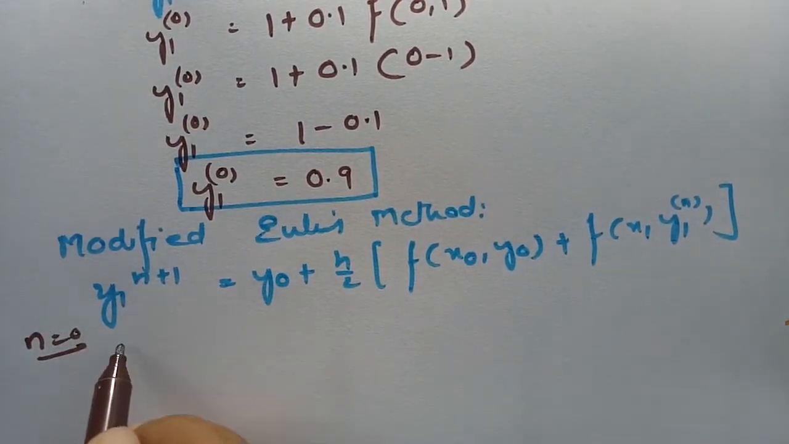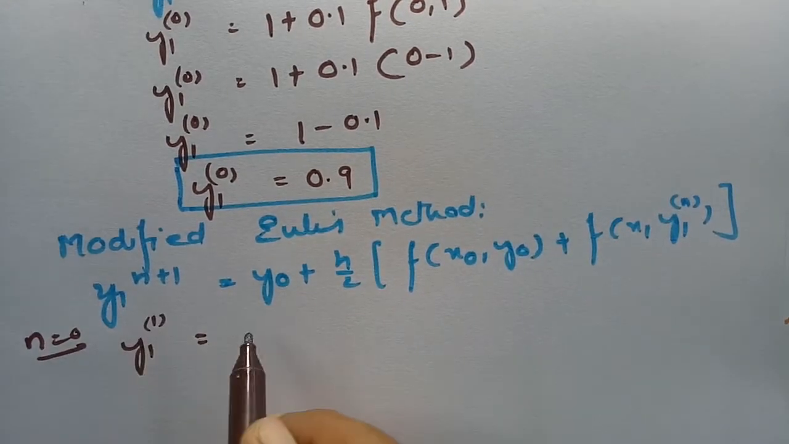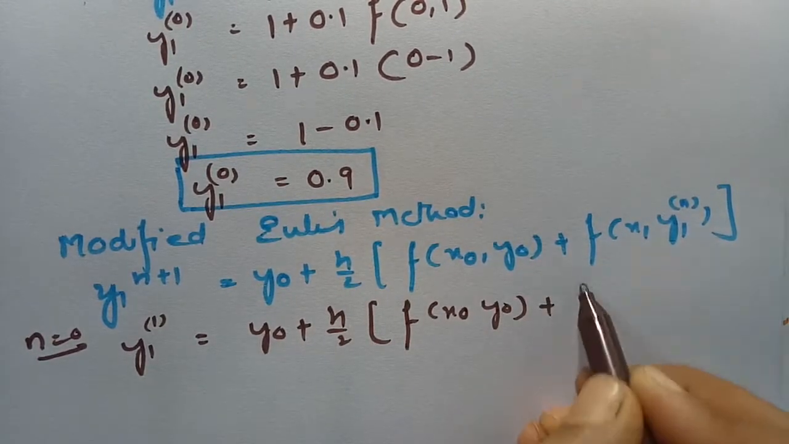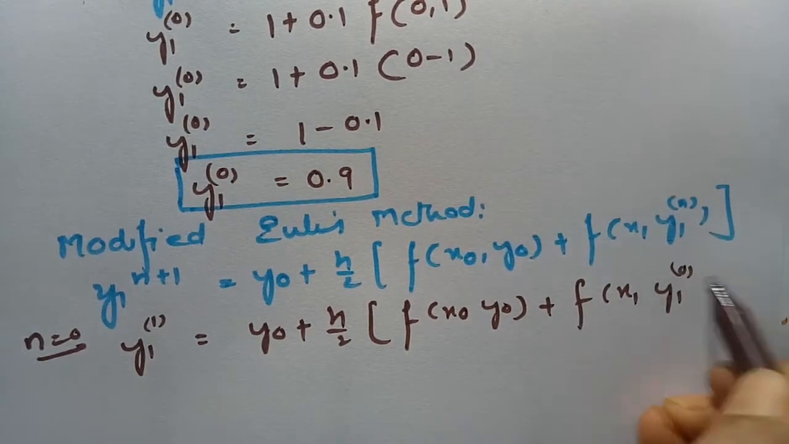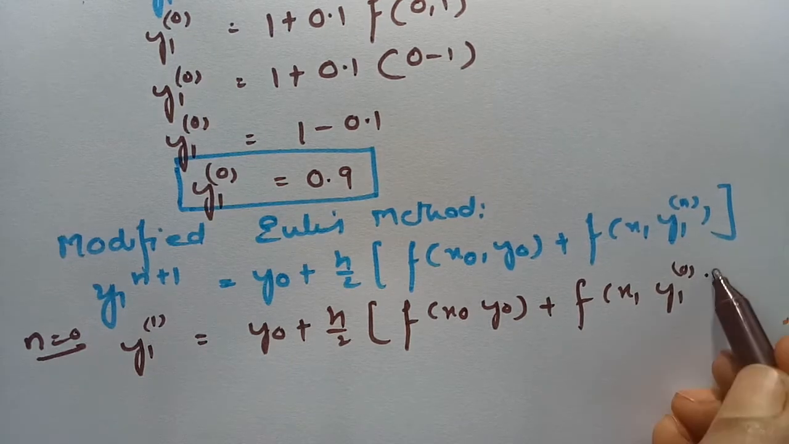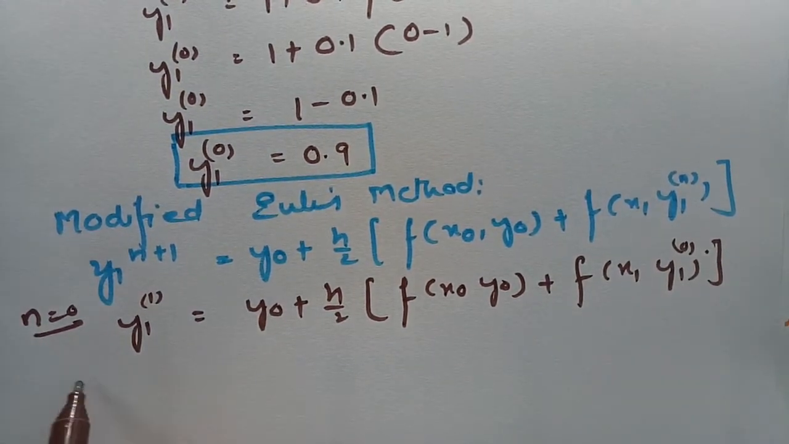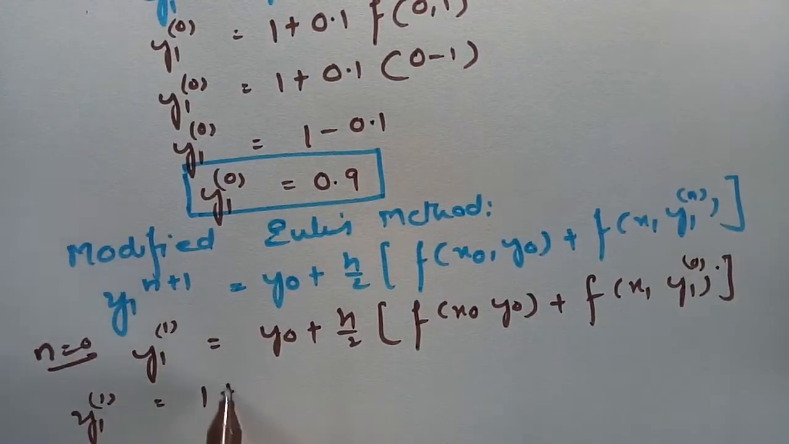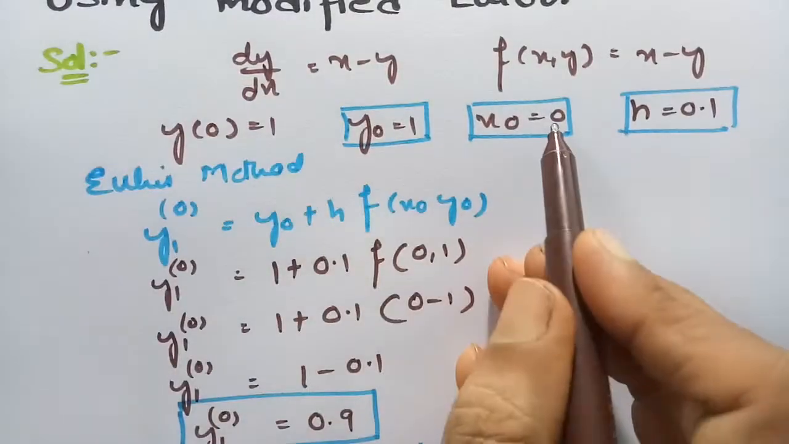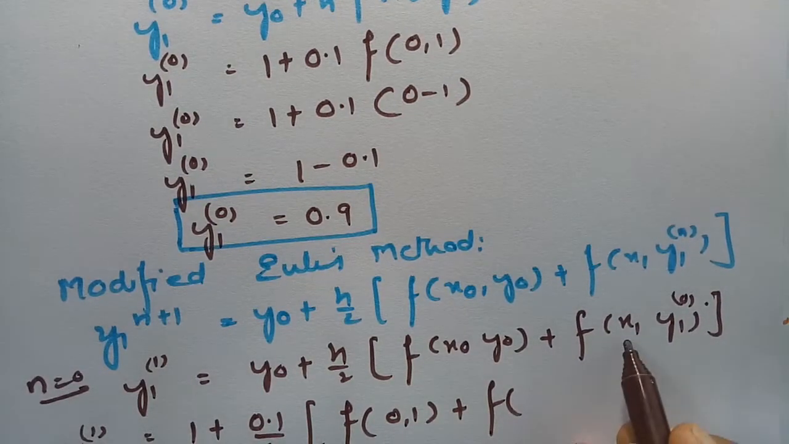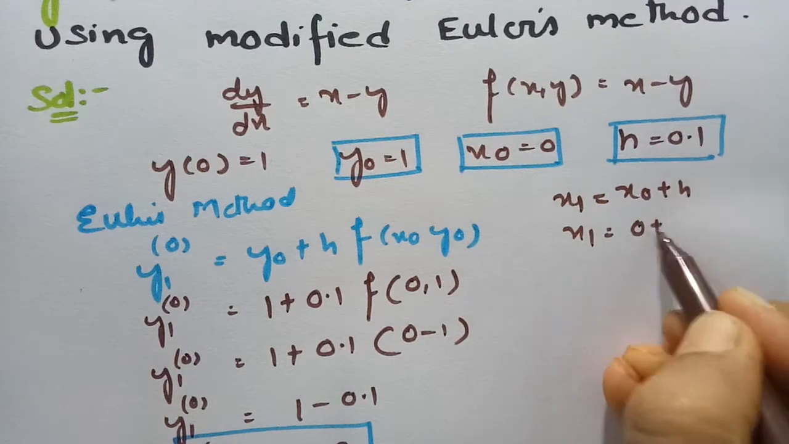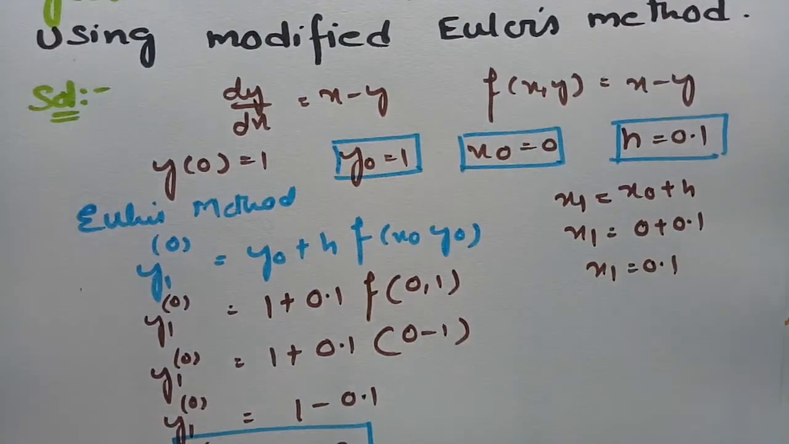If I keep n is equal to 0 here, this will be y1 at first approximation is equal to y naught plus h by 2 times f of x naught, y naught plus f of x1, y1 at 0. So if I place n is equal to 0, this is the form. I have all the values here: y naught is nothing but 1, and h is 0.1 by 2, and f of x naught is 0, y naught is 1. And what is x1? x1 is x naught plus h, so x1 is equal to 0 plus 0.1, x1 is equal to 0.1.